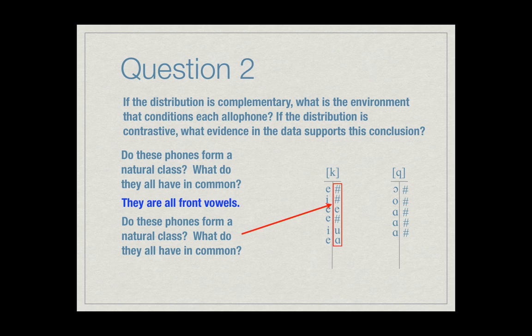Now look at the environment following k. Do these form a natural class? Well, no. They cannot form a natural class because they are not all phones. Some of them are vowels, but the rest are word boundary symbols, which are not phones. So these segments do not have anything in common.